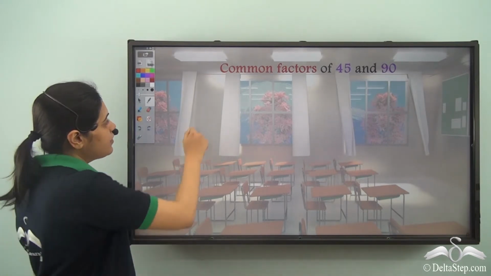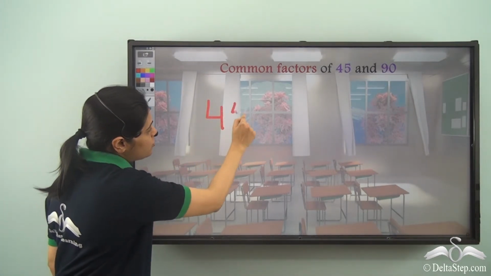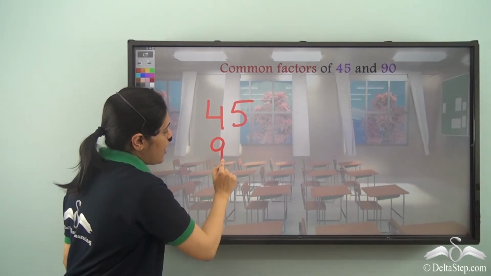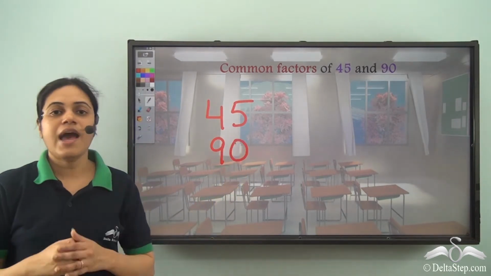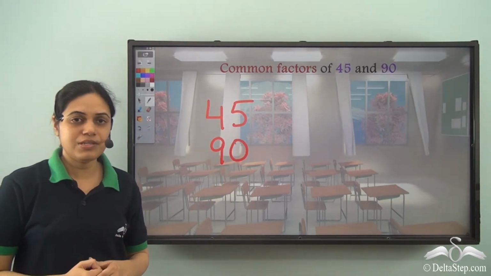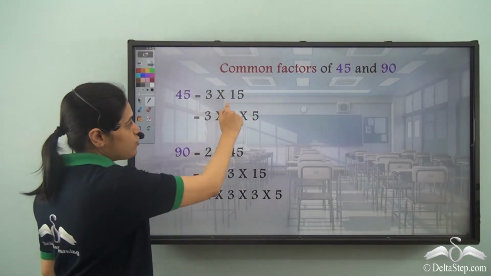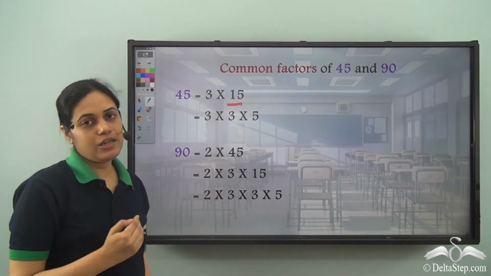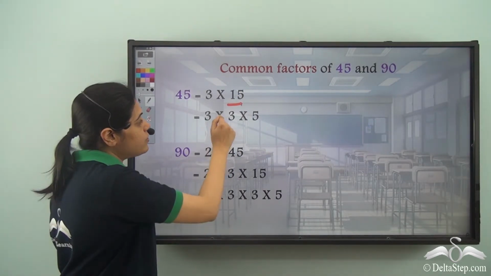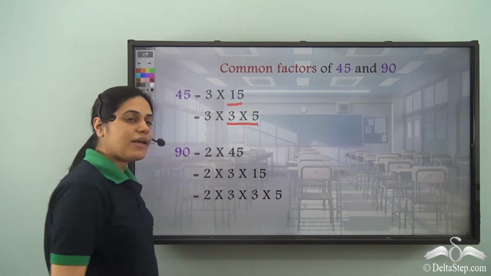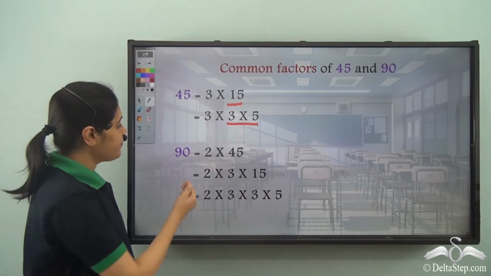So how do we do that? First, we need to write 45 and 90 as a product of their prime numbers. So 45 is 3 into 15, but 15 is not a prime number. It is a composite number. So 15 can be written as 3 into 5.